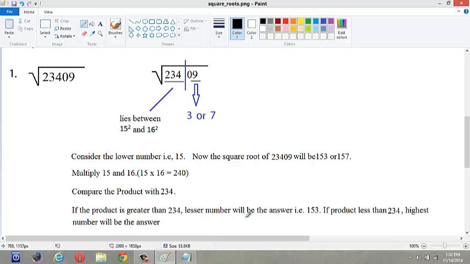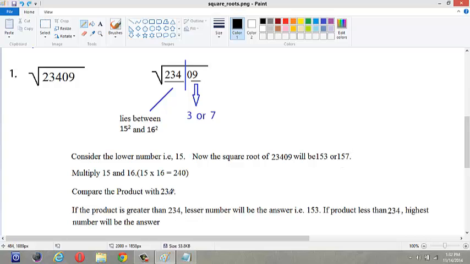But how will we find exactly what the square root is? It is either 153 or 157. To find out, we have to multiply this 15 and 16, between which it lies. If we multiply 15 and 16, the product will be 240. Now compare the product, that is 240, with this 234. If the product is greater, then the lesser number will be the answer. If the product is lesser, then the higher number will be the answer.